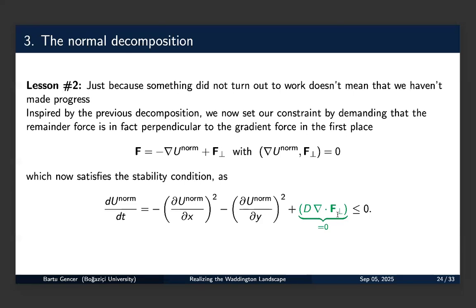We just need to do the same decomposition, but this time we need to change our constraint to the following: the gradient of the quasi-potential that we come up with and the remaining divergence-free part should be perpendicular. Because when we do that, by the exact same calculation, the time derivative of U is going to be non-positive, and we are done. So we have found a decomposition, the normal decomposition, that satisfies the stability condition.